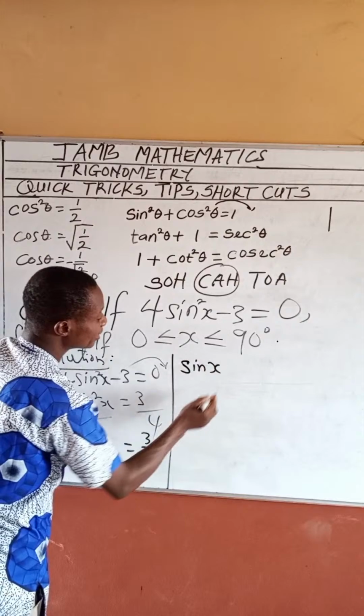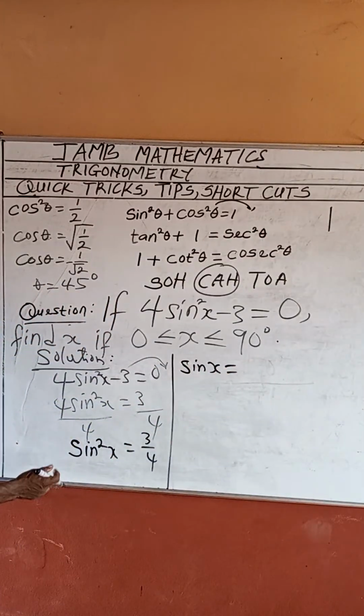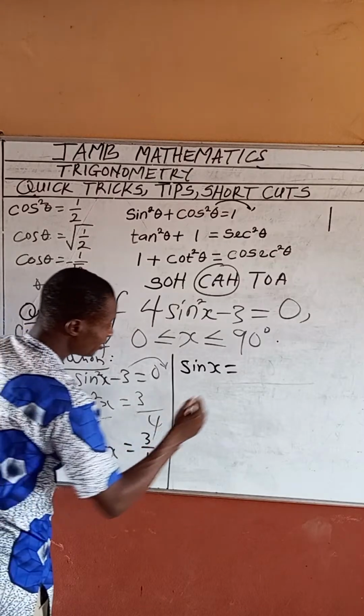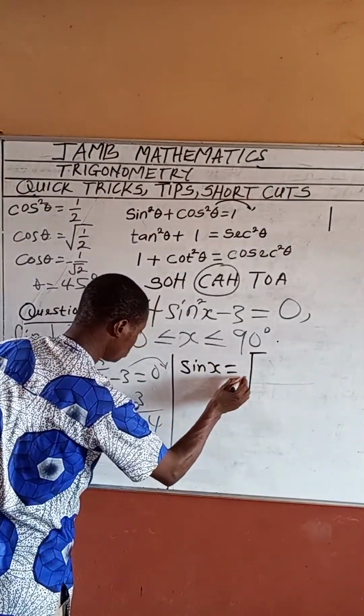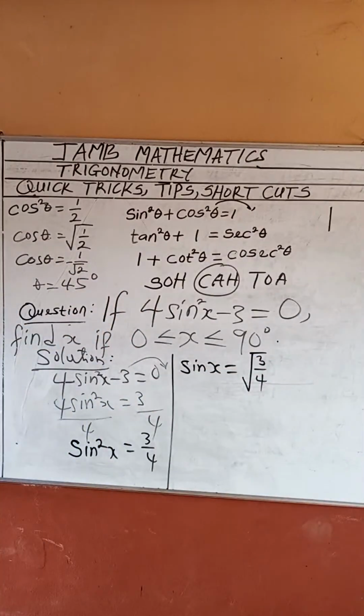Sine x, what's sine x? Who can tell us what sine x will be? So sine x is now the square root of 3 over 4. That is sine x for us, okay? So who can tell us what is x?